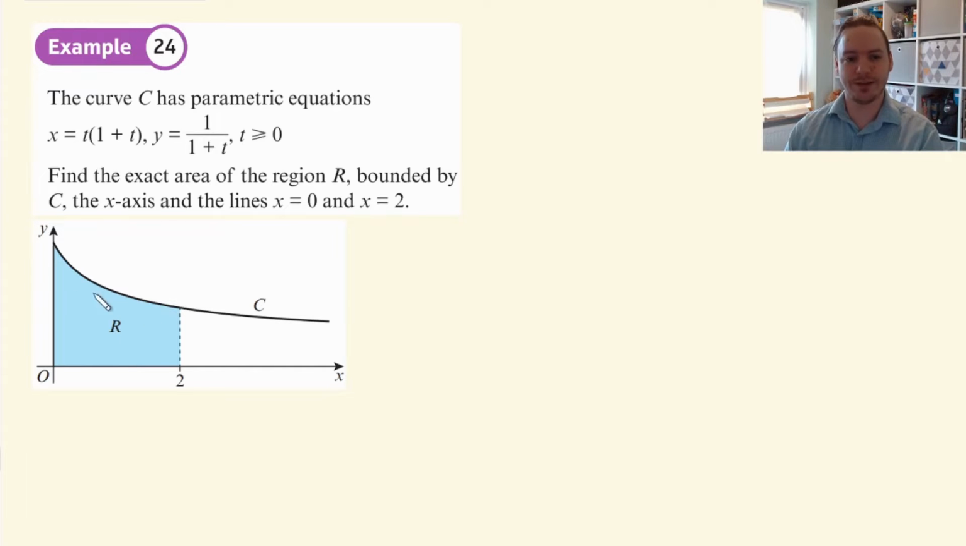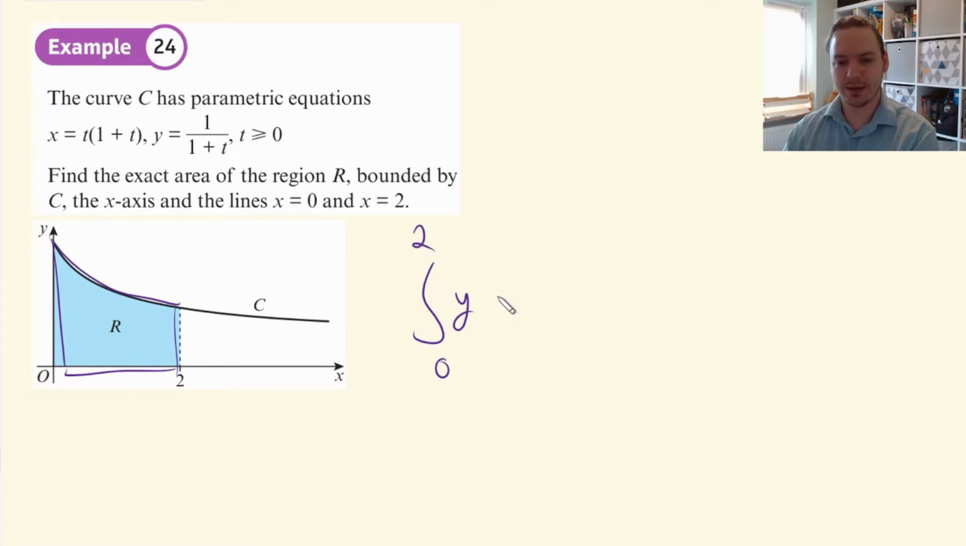And I want to find the area of this region underneath the curve, bounded by the curve and the x-axis and the lines x is 0 and x is 2. So this is the region I want. And what we would do ordinarily is we would just integrate between 0 and 2 y with respect to x. And that's absolutely fine and easy to do if we have an equation for y in terms of x, but we don't. This equation is in terms of our parameter t.